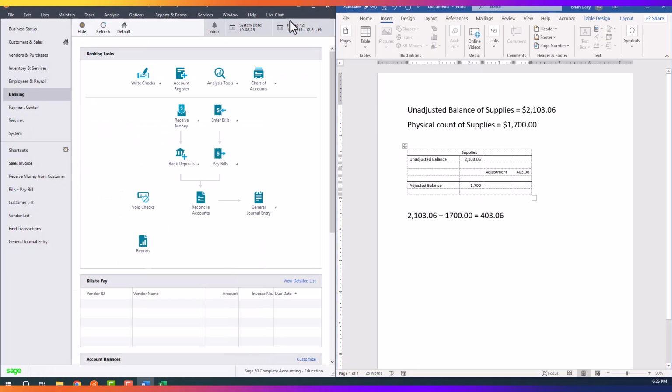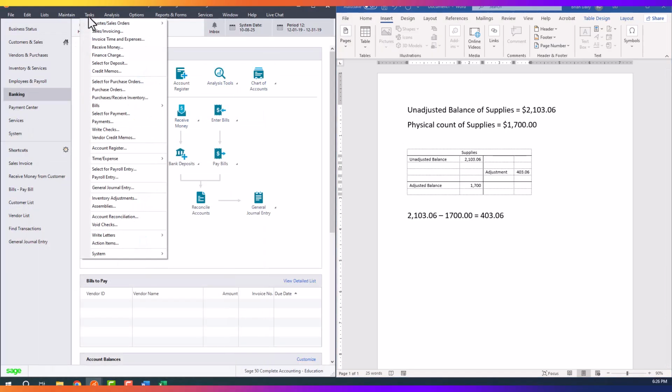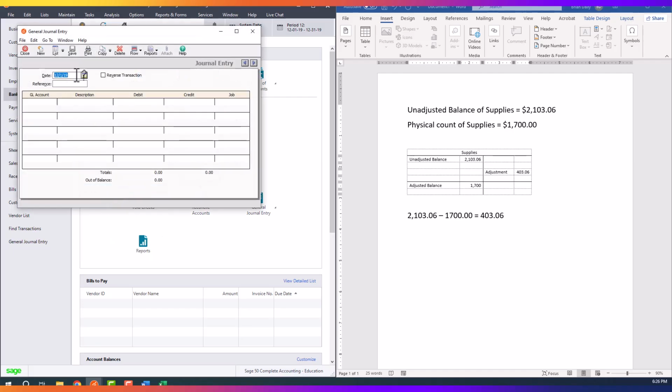I'm going to minimize this report, and then go to my task list, and from there I'm going to select General Journal Entry. We're going to make all of these adjusting entries at the end of the quarter, so December 31st will be the date. And then we're going to put a little reference. We're going to put ADJ, and then for the first one, number 1.